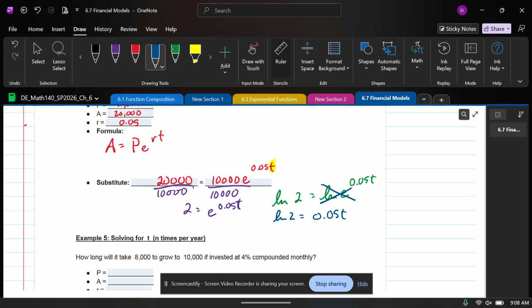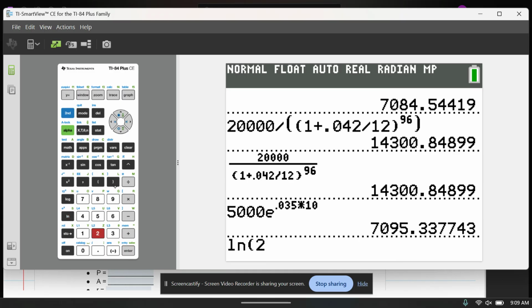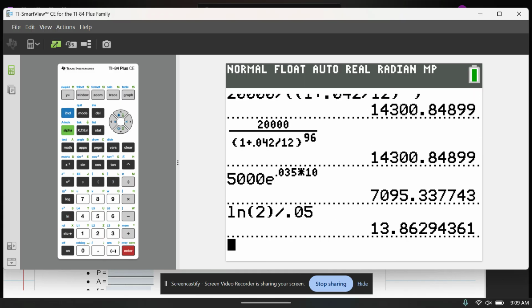And we're one step away from finding out what t is here, because all we have to do is divide by the 0.05. And that's going to get us how much time in years I need to leave my money there to double it. So natural log of 2, close the parentheses, divided by 0.05. I need to leave it there 13. I'm going to round to, does it say?